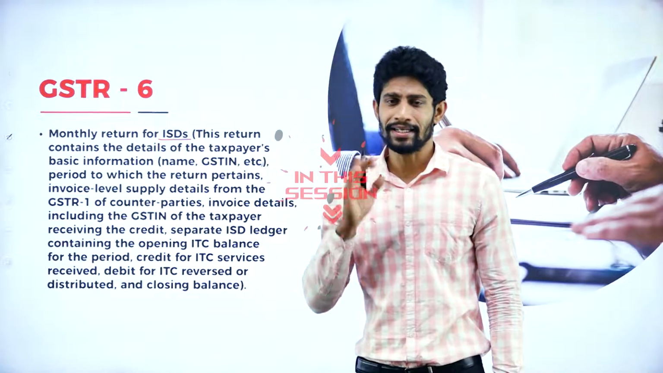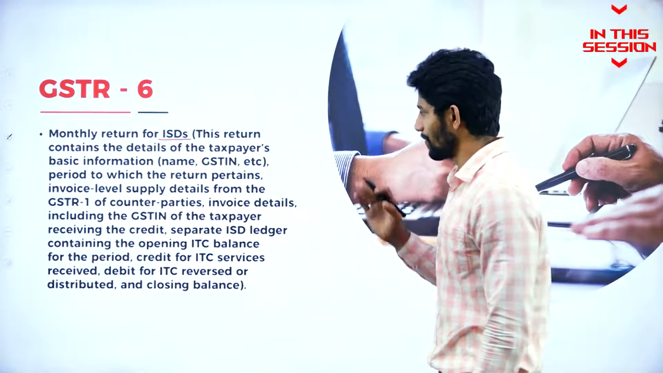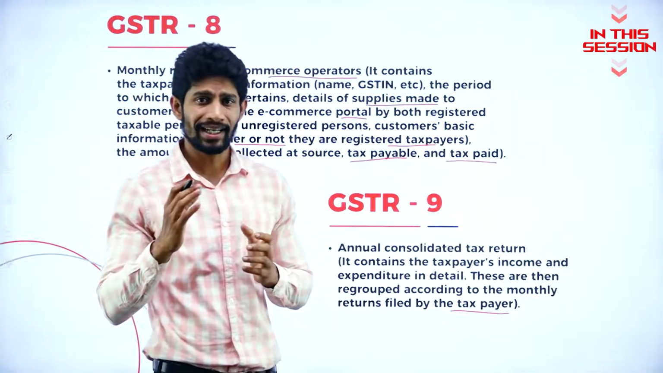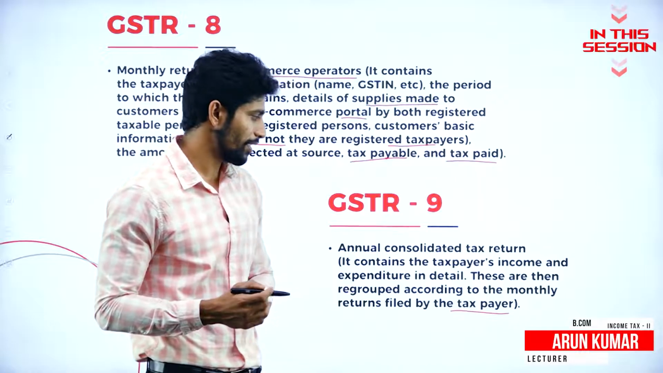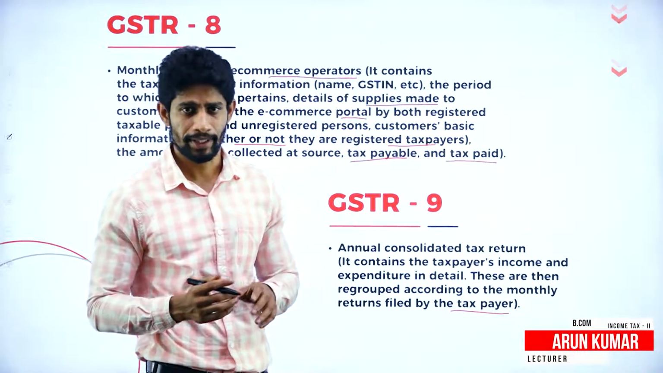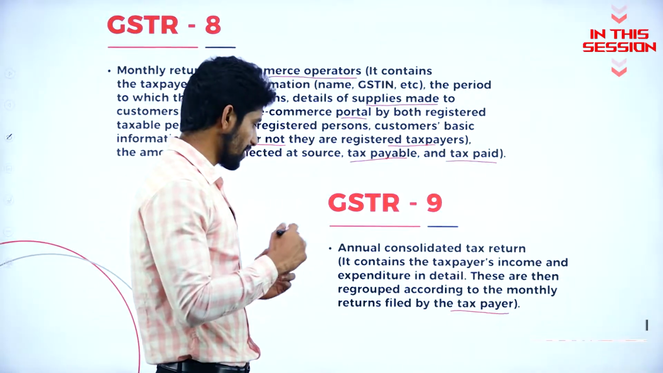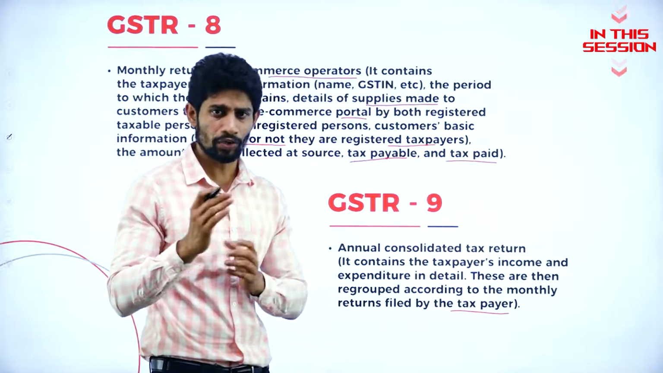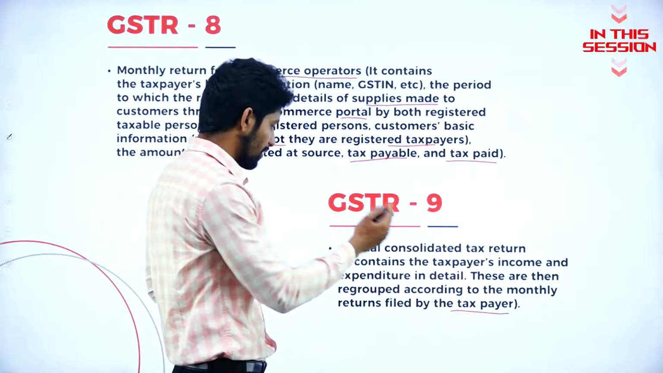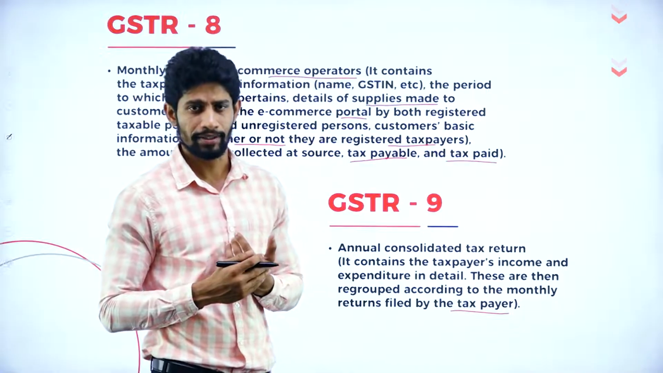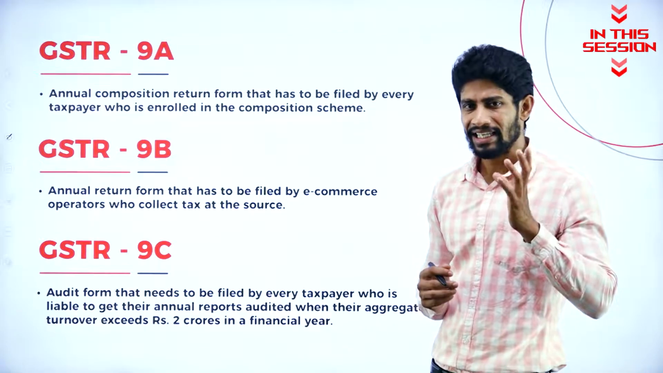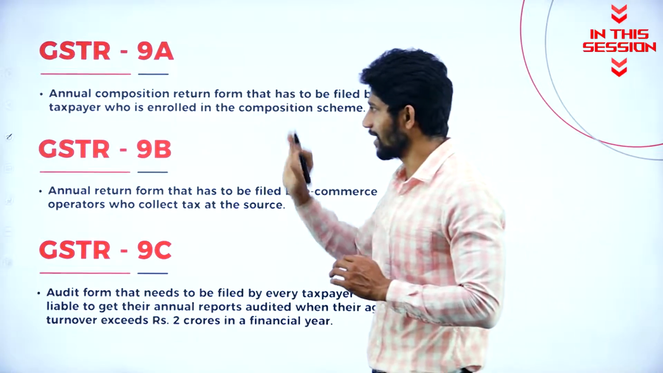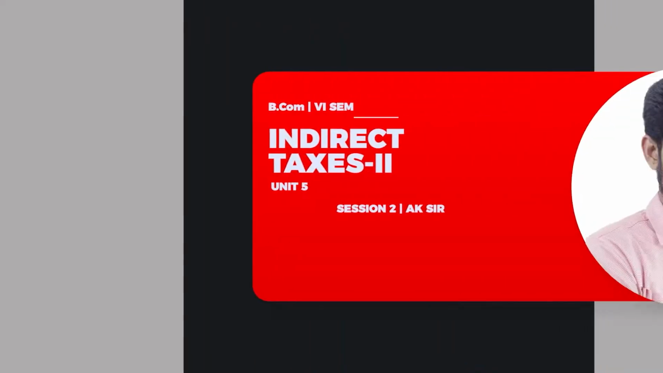GSTR-6 contains the details of the taxpayers. GSTR-9 contains the details of income and expenditure of a particular taxpayer. After that, they will be regrouped according to the monthly returns filed by the taxpayers. Any supplier who is registered under the composition scheme is supposed to file GSTR-9A.